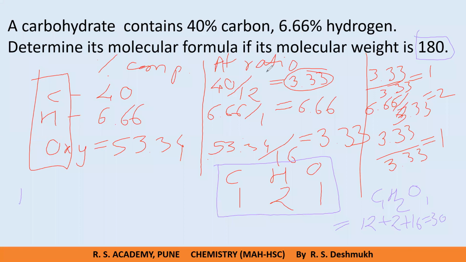So molecular weight upon empirical weight, that is equal to, I can check it here, 180 is given as molecular weight, upon empirical weight, which is 30. So it comes out to be 6. But I know one more thing, molecular formula upon empirical formula is also equal to 6. We have just seen this in the previous slide. So molecular formula upon empirical formula is equal to 6.